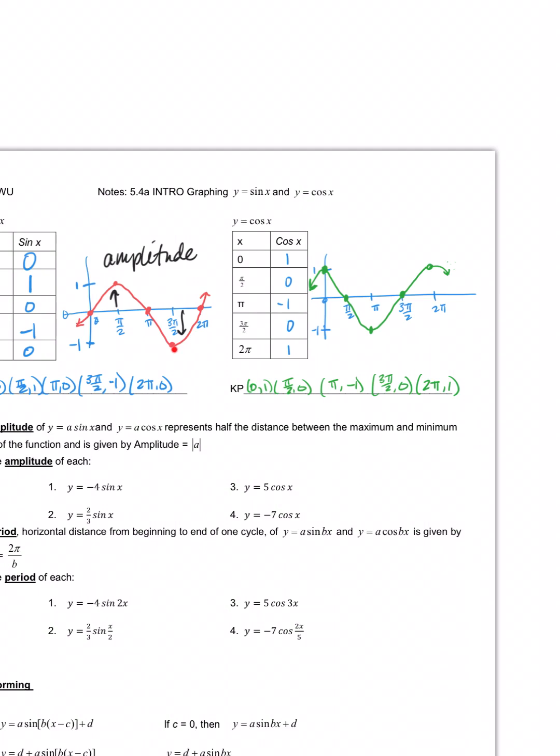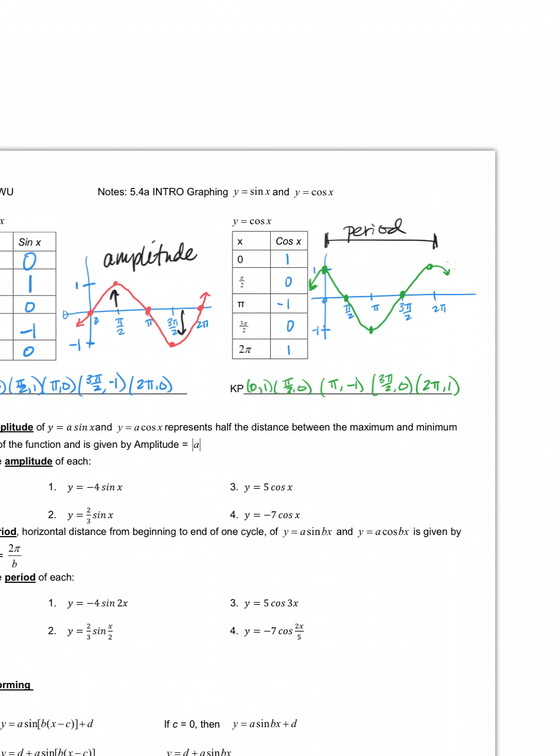Now, the other term we need to know about is the length of the cycle. So like on cosine, it starts up at 1, it ends over at 1, but how long did it take to get there? It took all the way to 2 pi, didn't it? We call that the period.